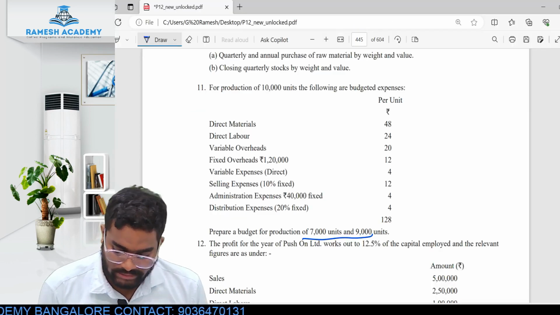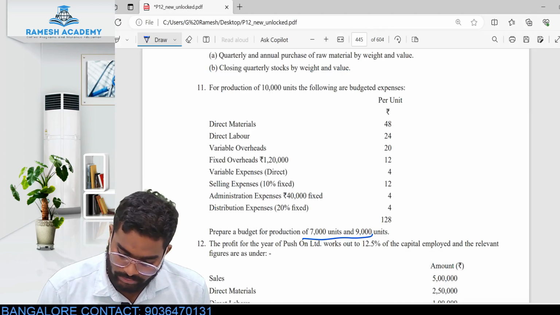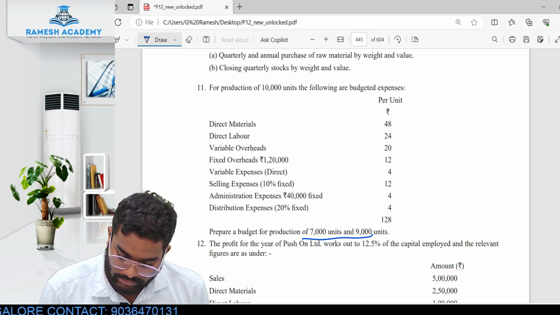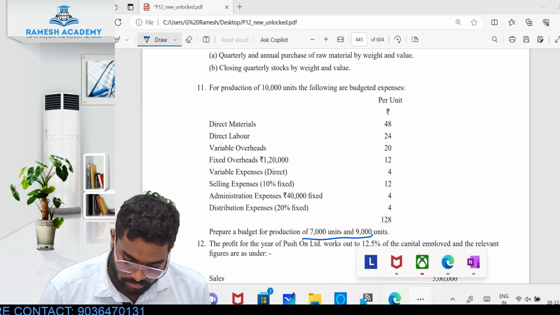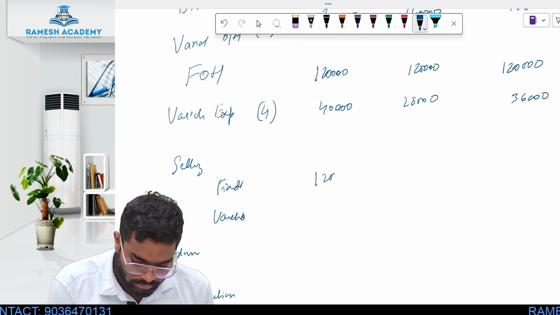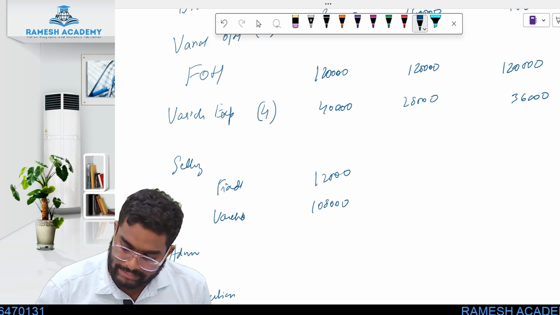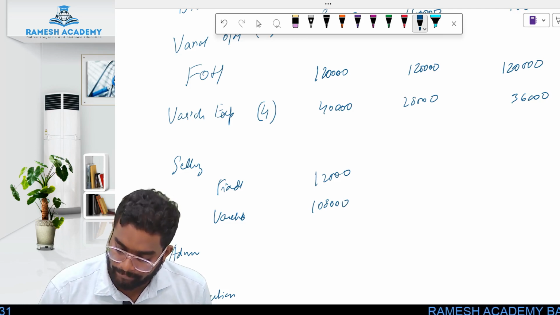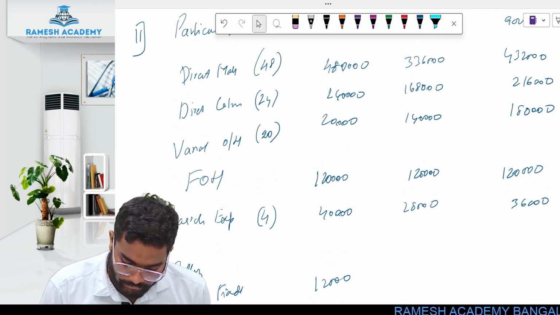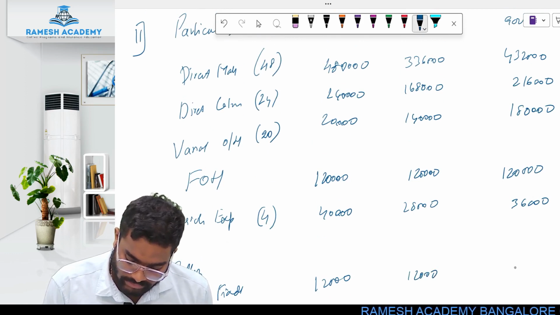Selling 10% is fixed, 12 rupees. 12 into 10,000, 1,20,000. In that 10% is fixed, which means 12,000. So 12,000 fixed here. It is 1,08,000. So 1,08,000 divided by 10,000 is 10.8 per unit. So fixed part is 10%. That I'll write it down.